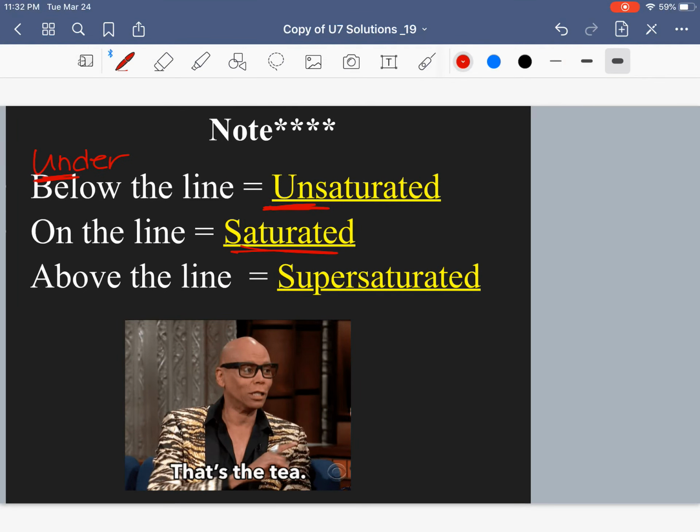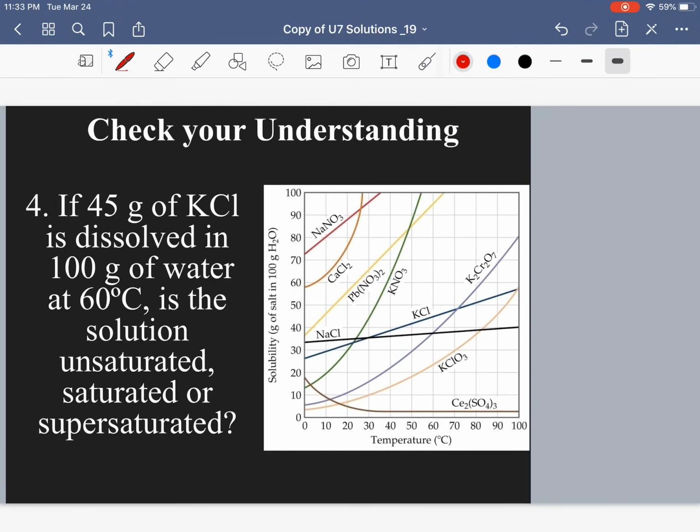Remember, we said it's full, not above, not below. It is just plain saturated. And then above the line, think about if you go above and beyond, you are super. All right, so if your plot lies above the line, you are going to be super saturated. So you're probably like, what in the world are we talking about right now? So let's look at some examples real quick.